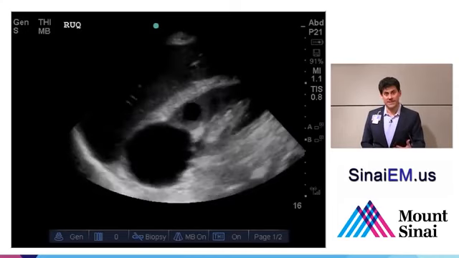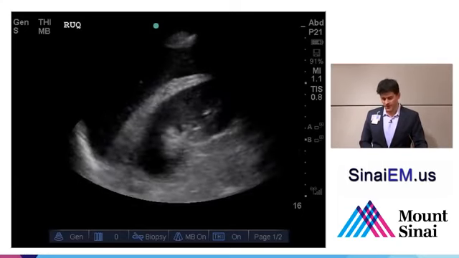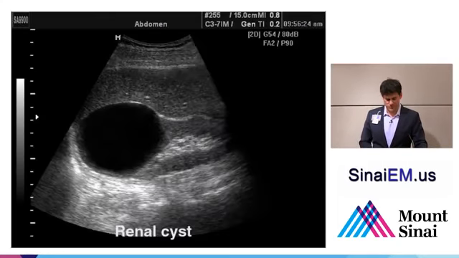Probably beyond the scope of a point-of-care ultrasound where you're essentially just trying to assess for hydronephrosis, but certainly when you see abnormalities like cysts or other problems, you should make a note of it and consider further imaging from radiology. So here's another example of a very large cyst. The rest of the kidney looks perfectly happy. There just happens to be this large cyst at the superior pole.